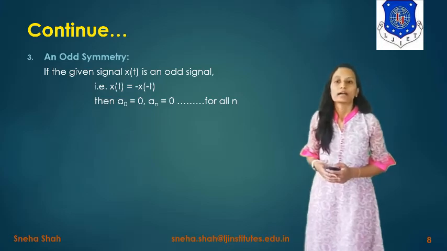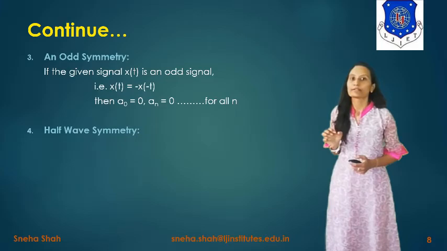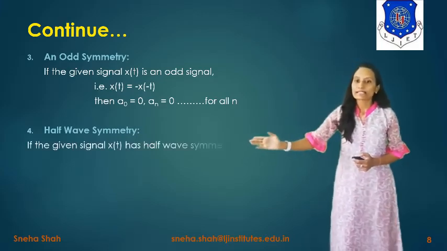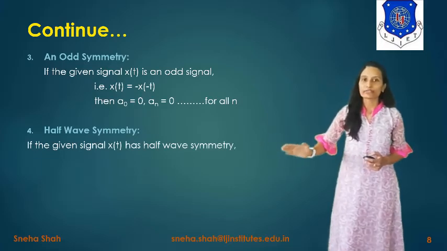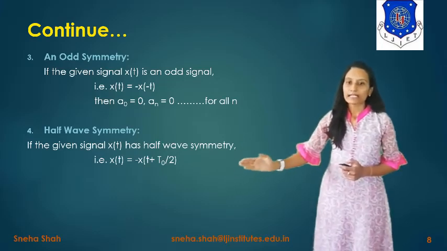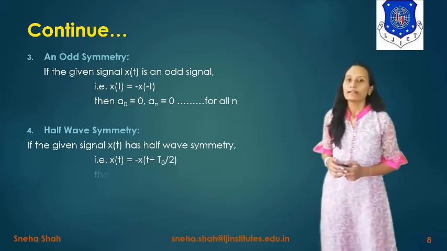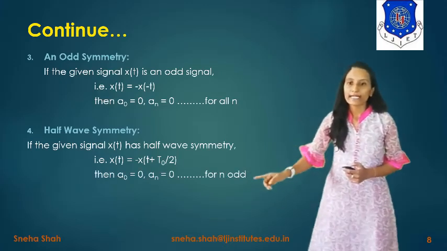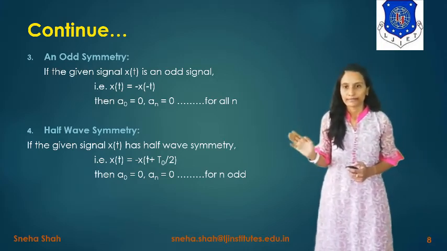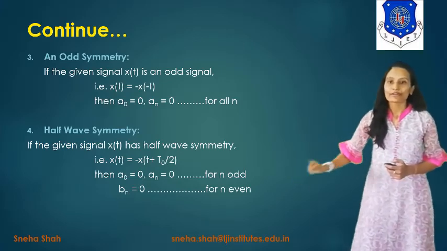Similarly, the fourth symmetry is half wave symmetry, meaning the half wave is symmetrical. For that, what is the condition? If the given signal x of t has half wave symmetry, it means x of t equals minus of x of t plus t0 by 2, so the half wave is symmetric. Then we take a0 and an equal to 0 for all the odd values of n, and the value of bn equals 0 for all the even values of n.